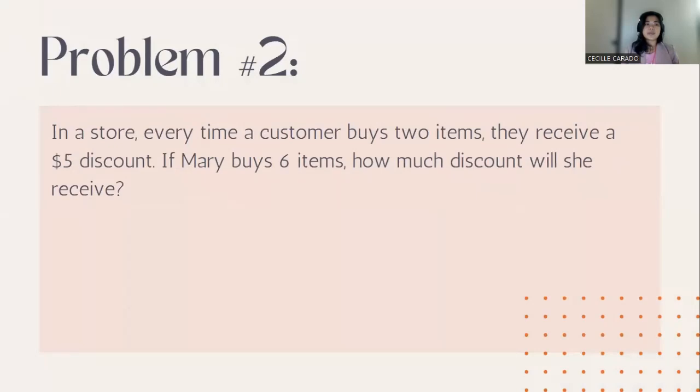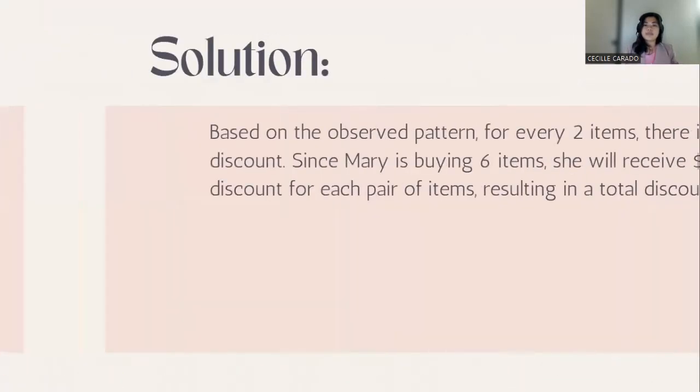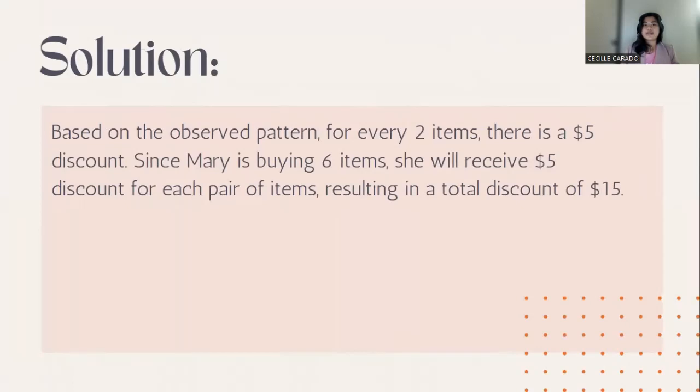Problem number 2: in a store, every time a customer buys 2 items, they receive a $5 discount. If Mary buys 6 items, how much discount will she receive? The solution, based on the observed pattern: for every 2 items, there is a $5 discount. Since Mary is buying 6 items, she will receive a $5 discount for each pair of items, resulting in a total discount of $15.